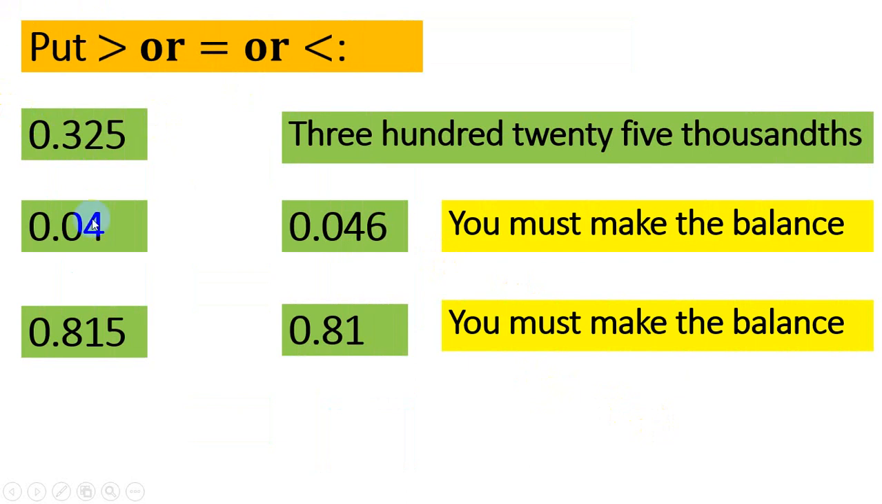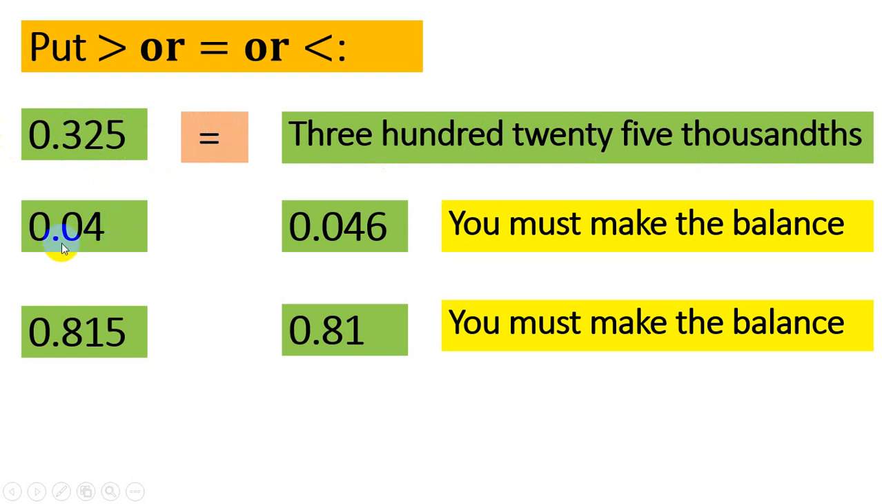Yes, 325 thousandths. All the numbers here are in which place? All the digits here are in the decimal places. The 325, the last place is a thousandth. 325 thousandths, yes, they are equal.